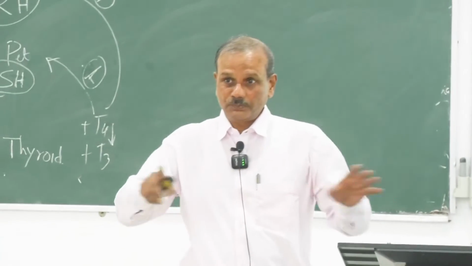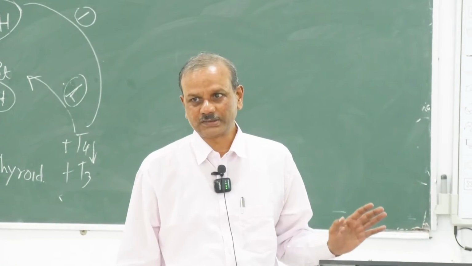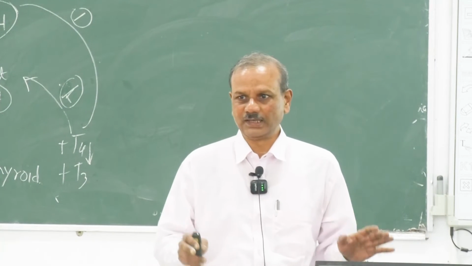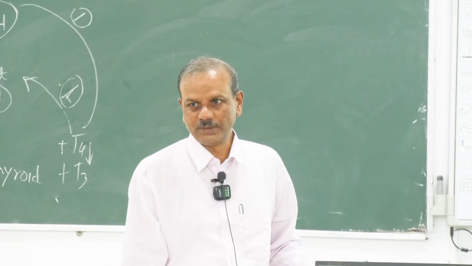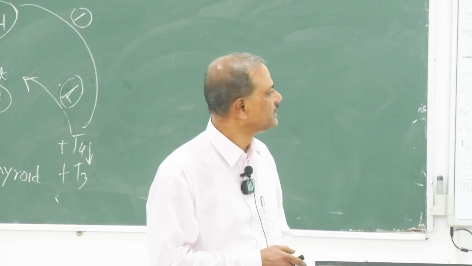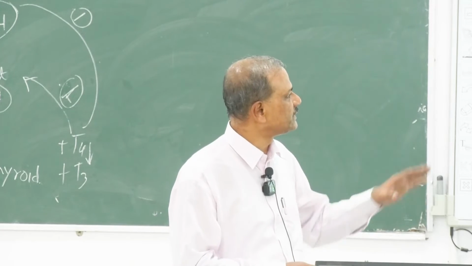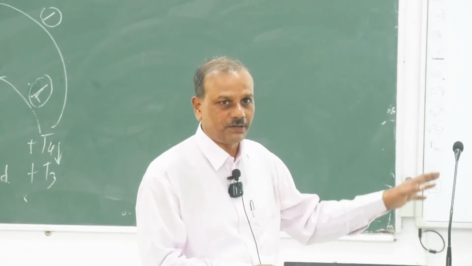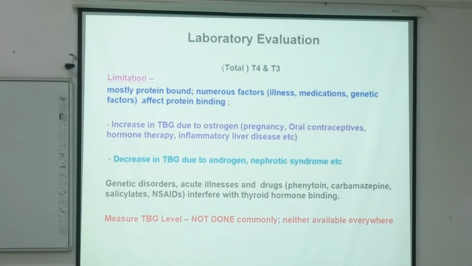And if you want the complete picture as a whole, then you do all the 5 parameters, and usually on an initial screening, I prefer to do all these 5 tests to have a baseline level. Next. So the limitations of T3, T4, TSH, that is something I'll tell if there is a small group discussion. TBG level is not done commonly.